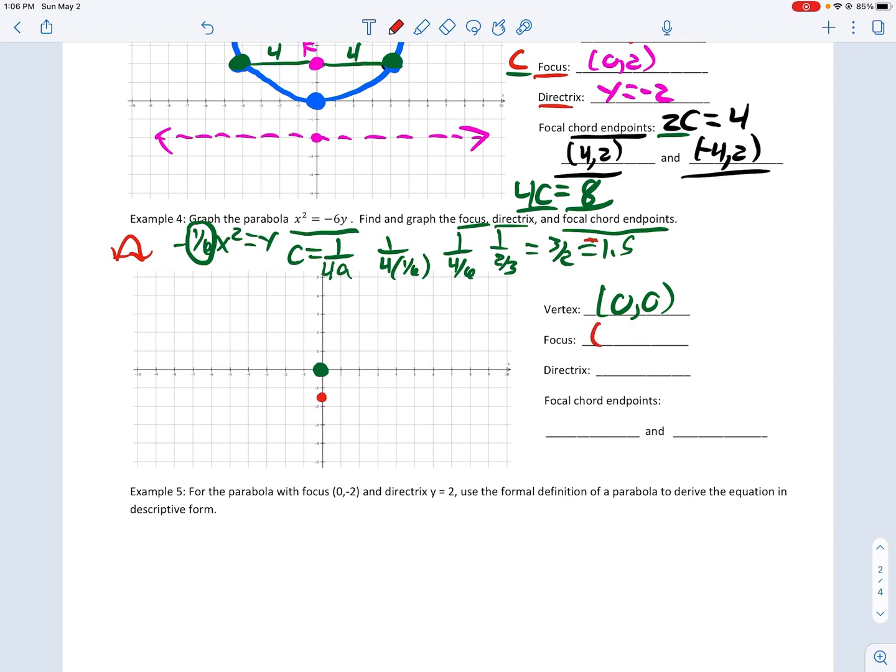Right? So the focus would be at 0, comma, -1.5. Or 0, comma, -3/2, however you want to write it. And the directrix would be up 1.5, but remember it's a line. So y equals, again, 3/2 or 1.5. Either way is acceptable.